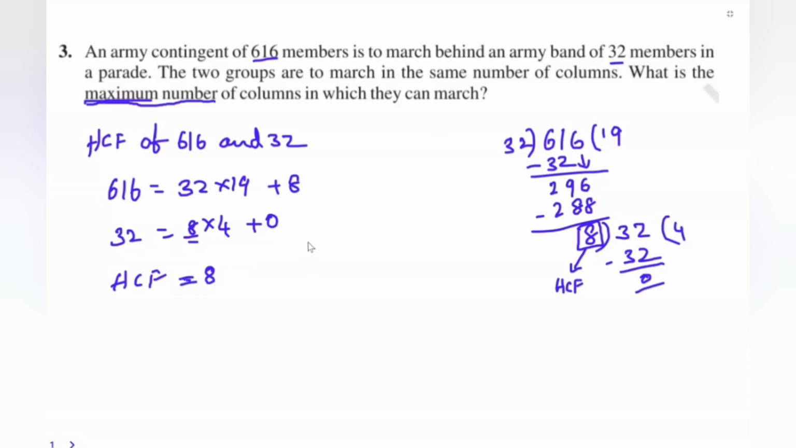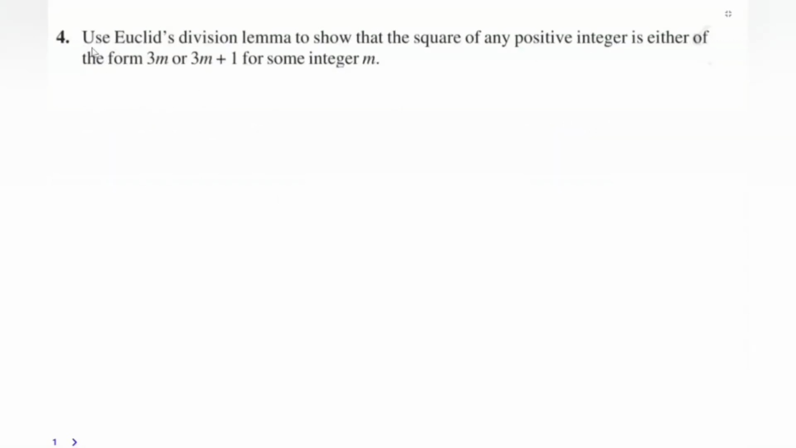That means the maximum number of columns in which an army contingent of 616 members can march behind the army band of 32 members in the parade is 8. So the total number of columns in which they march is 8. So let us go to question number 4. Now let us come to question number 4.